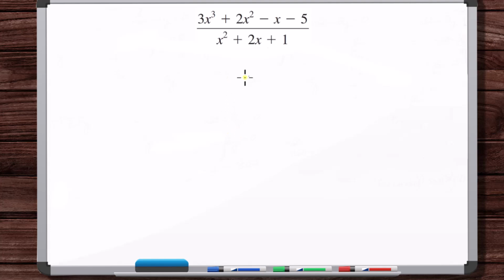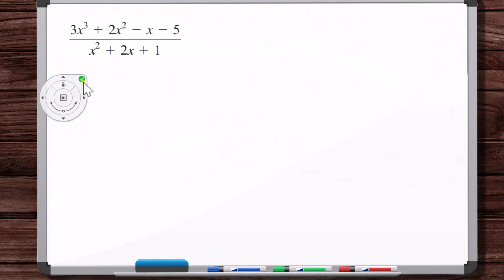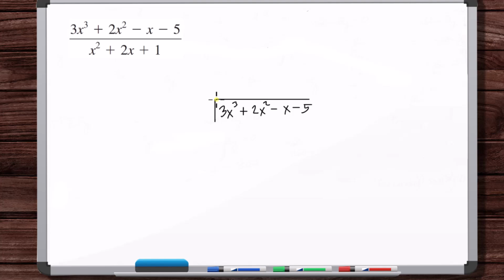Okay, last problem. Check, first step, check, is the order of the numerator less than the order of the denominator? In this case, it's not. So let's do polynomial long division. 3x cubed plus 2x squared minus x squared plus 2x plus 1.